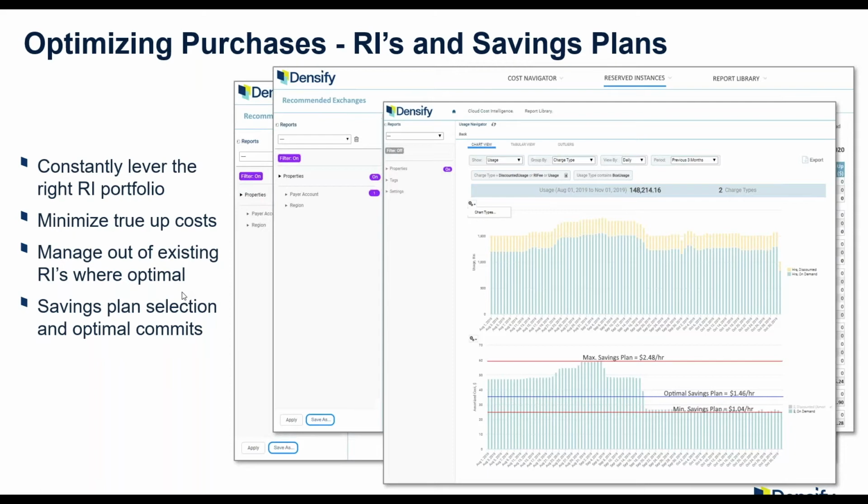And as part of our service, we're helping customers understand the best options in terms of three-year commits and one-year commits. Certainly for savings plans, do you buy them centrally, or for chargeback purposes, would you be buying them at the linked account level? We can help with all of that as part of the Densify service.